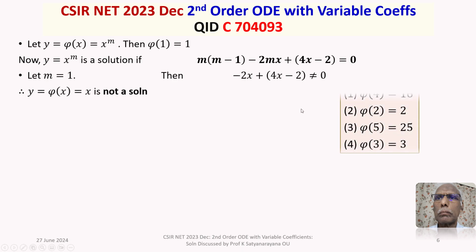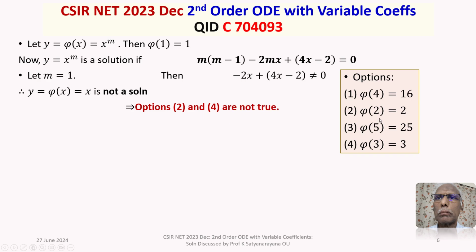And let's look at our options. Phi of x is equal to x is not a solution, then phi of 2 is not 2, and phi of 3 is equal to 3 is also not true. So because phi of x is equal to x is not a solution, then we can't have phi of 2 is equal to 2 and phi of 3 is equal to 3. So therefore, the options 2 and 4 are not true. Okay, we are left with m is equal to 2.